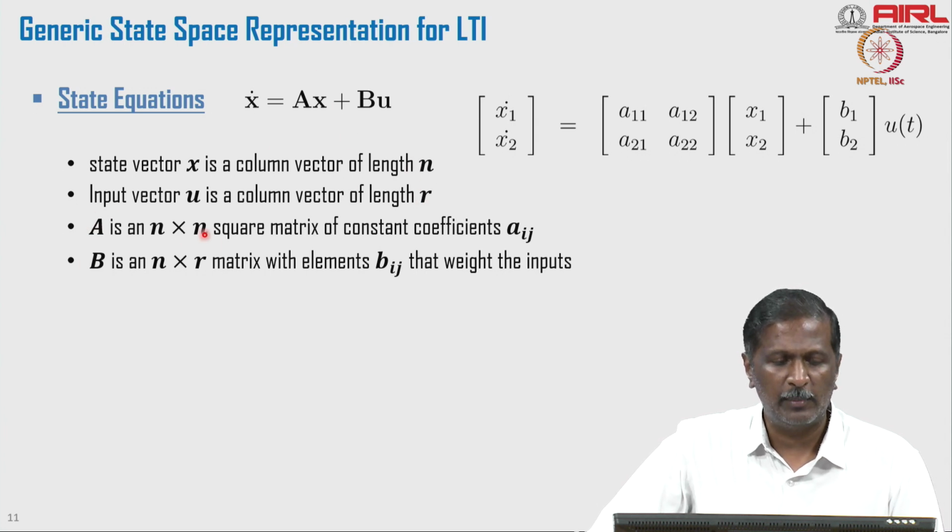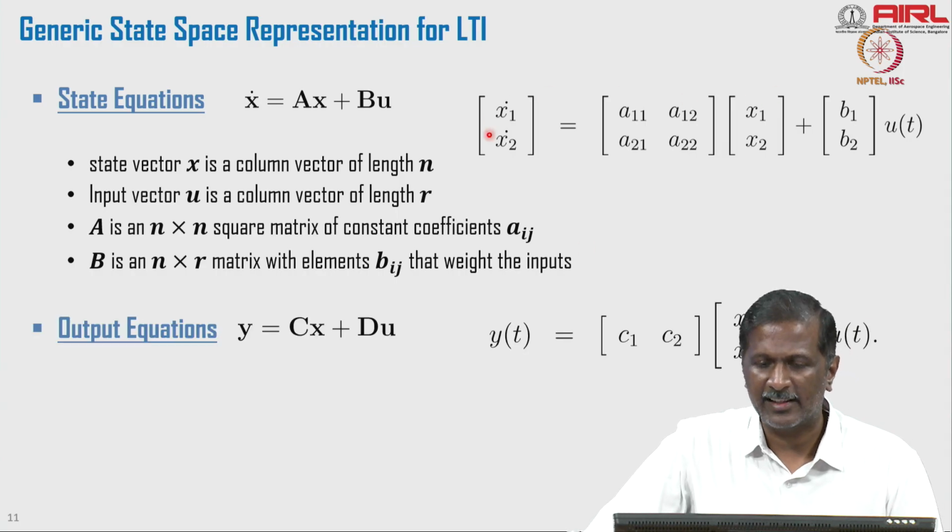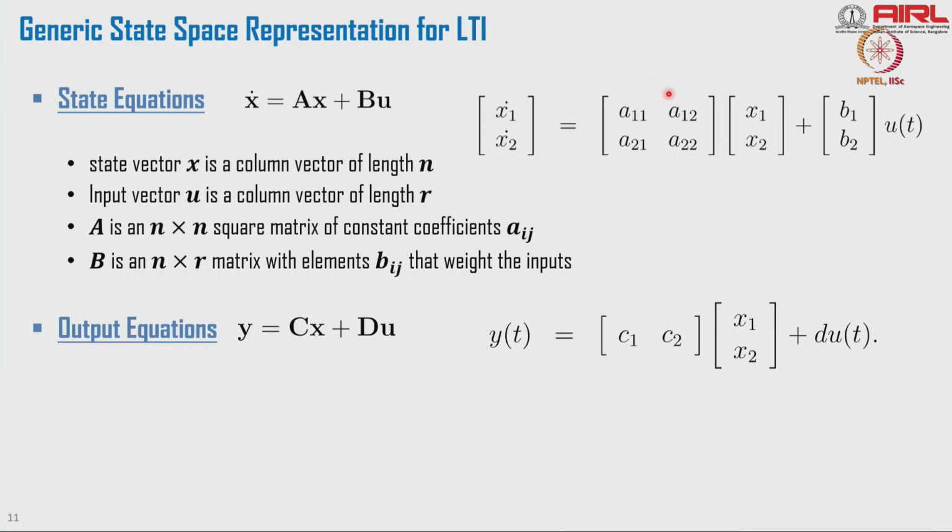Then the A matrix will be n cross n, it's a square matrix. B matrix will be n cross r, which talks about the weights of the inputs. In our case, if you take a second order system, your A matrix is 2 cross 2, your B matrix is 2 cross 1, because we are talking about one input.